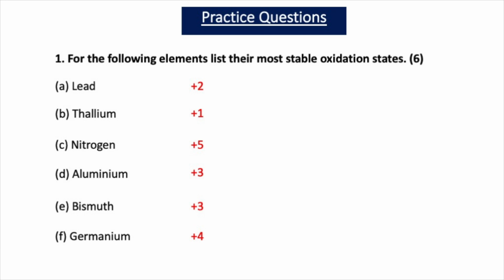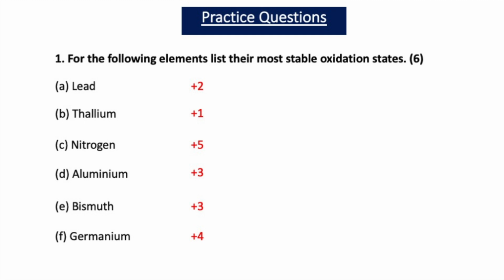Question 1a is asking for the most stable oxidation state of lead. Lead is the bottom element in group 4, so the inert pair effect gets stronger down the group, and therefore the most stable oxidation state will be +2. For question b, thallium has a most stable oxidation state of +1, and this is because it's in group 3 and it's at the bottom of group 3, and the inert pair effect becomes stronger down the group.